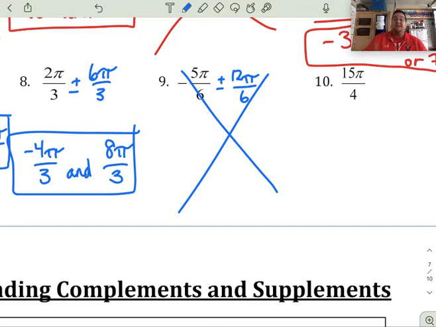Okay, number 10 is kind of similar to the one that we did up top there. If we just add and subtract our 2 pi, so with a denominator of 4, that would be 8 pi over 4. Notice that the first one, when we do 15 minus 8, is going to be 7 pi over 4. And then when we add these together, we get 23 pi over 4. Both of those are positive. We need there to be a negative one in there somewhere.